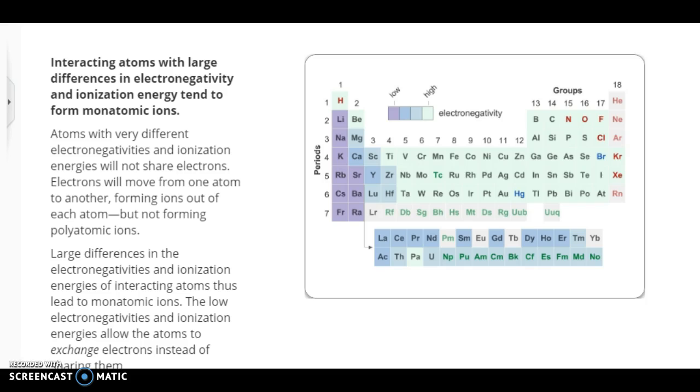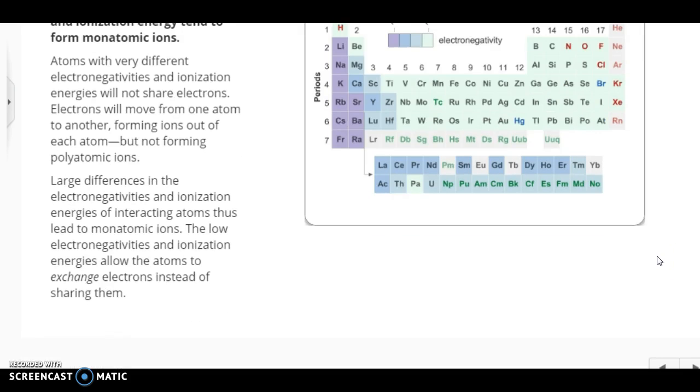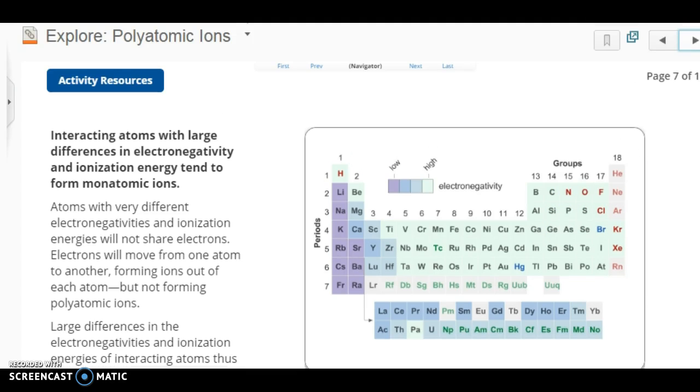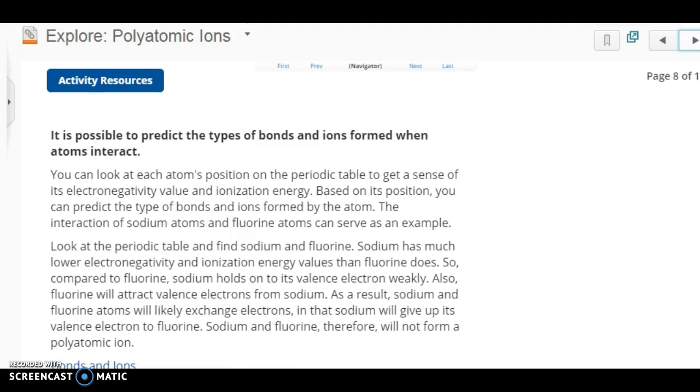Large differences in electronegativity and ionization energies of interacting atoms thus lead to monatomic ions. The low electronegativities and ionization energies allow the atoms to exchange, so give and take, electrons instead of sharing them. So when they're far apart, they're going to give and take. We've already talked about that. Polyatomic ions are going to share because they each want more, and they're not going to give any up.